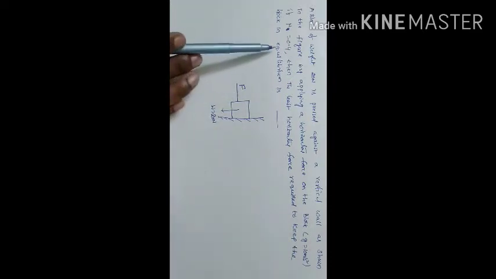A block of weight 20 newtons is pressed against a vertical wall as shown in the figure. See here in this figure, the block of weight 20 newtons is pressed against the wall by the application of force F. The coefficient of static friction between the wall and block is 0.4. Then the least horizontal force required to keep the block in equilibrium. So what is the minimum force required to keep the block in equilibrium position?